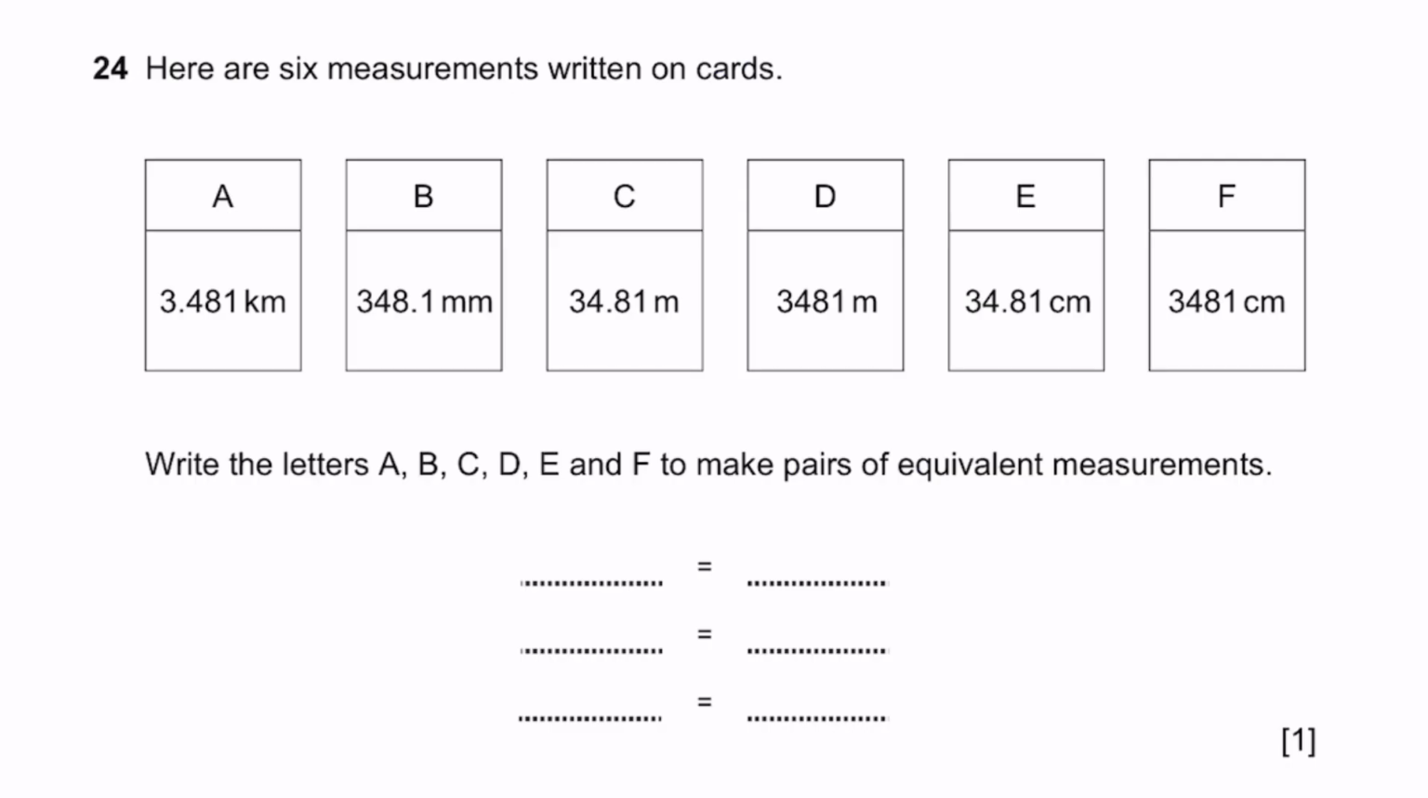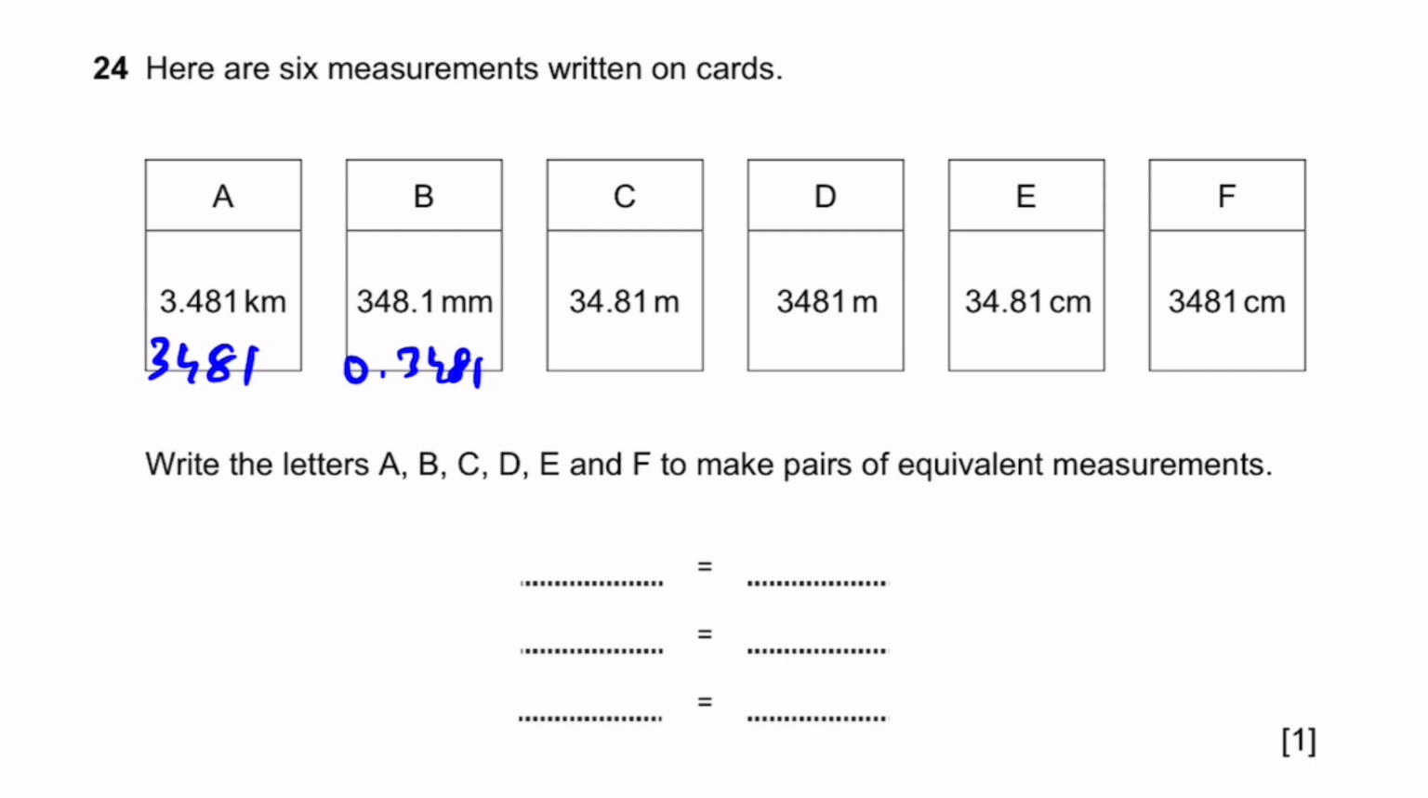Question 24. Here are 6 measurements written on cards. Write the letters A, B, C, D, E, and F to make pairs of equal length measurements. 3.481 kilometers. So first let's convert all of these to meters. So this is 3481 meters. And then this is 0.3481 meters. This is already in meters.